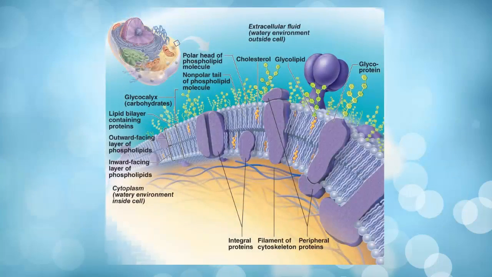Let's move on now to the topic of blood types and agglutination. All cell membranes have embedded within them special marker molecules, collectively called the glycocalyx.